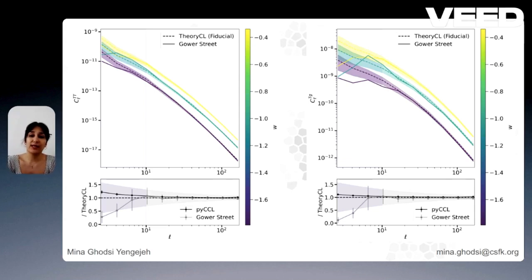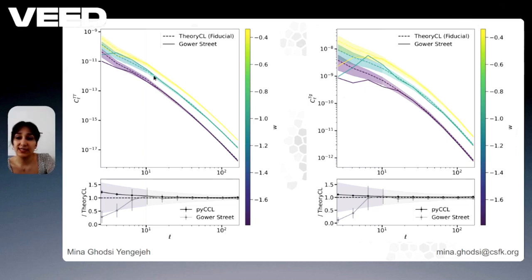Well, we have ISW maps. We can calculate the ISW auto and cross power spectra. This is CTT and this is CTG. Actually, we don't have galaxies here, so for cross correlation, I use the density contrast map from exactly the same redshift from 0 to 1. In both panels, in the top panel, you can see this dashed line, which is coming from theoretical prediction.